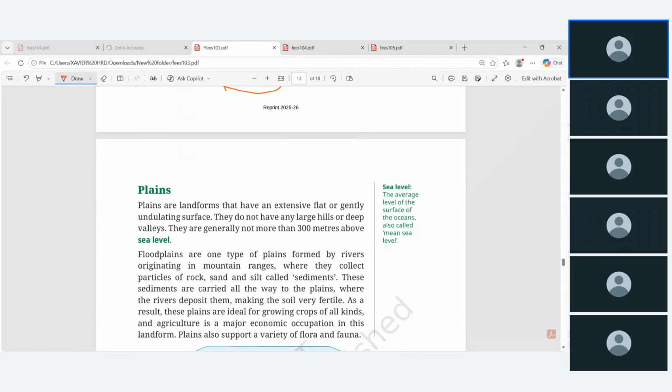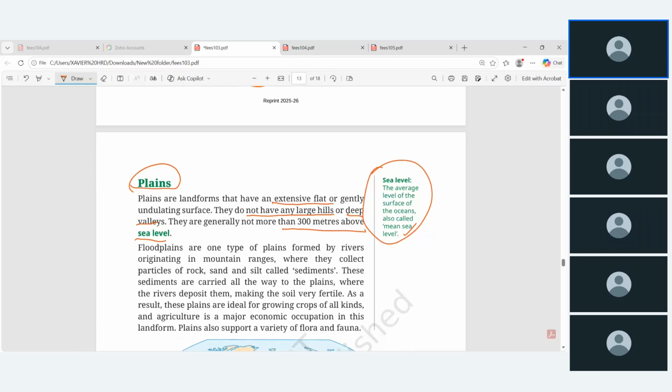So now plains. So mountains over, plateaus over, then plains. Plains means the landforms that are extensively flat. Okay, and they do not have any large hills or deep valleys. Okay, generally they are below 300 meters above the sea level. Sea level definition he has given here: the average level of the surface of the ocean, also called mean sea level.